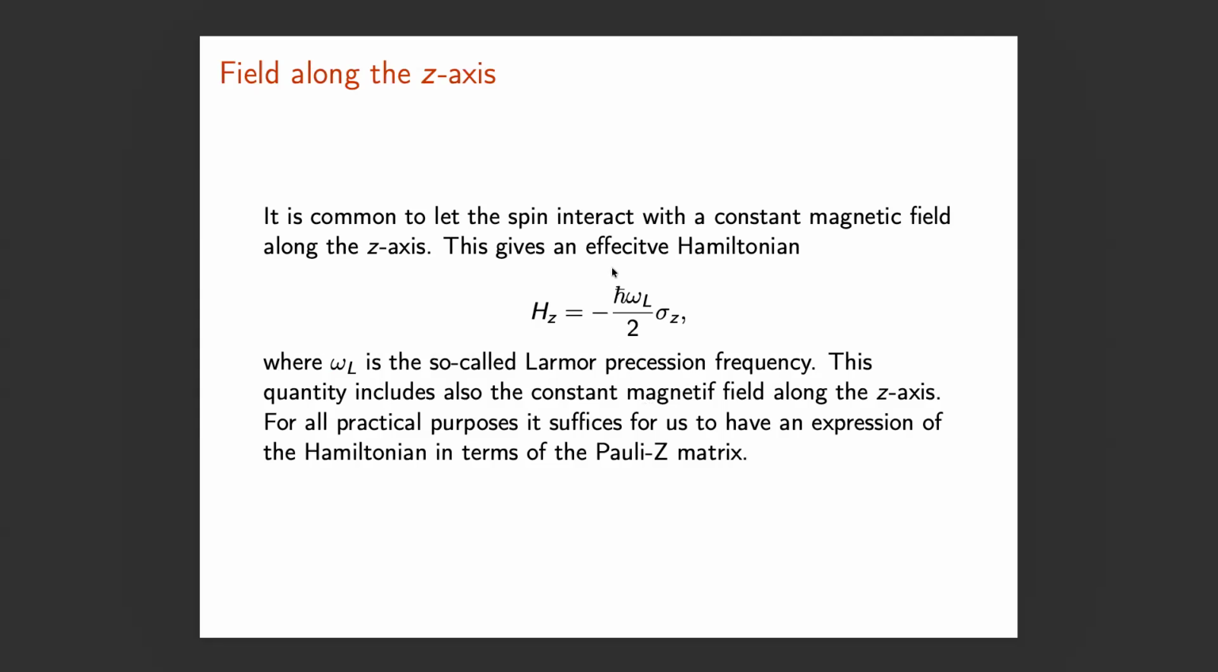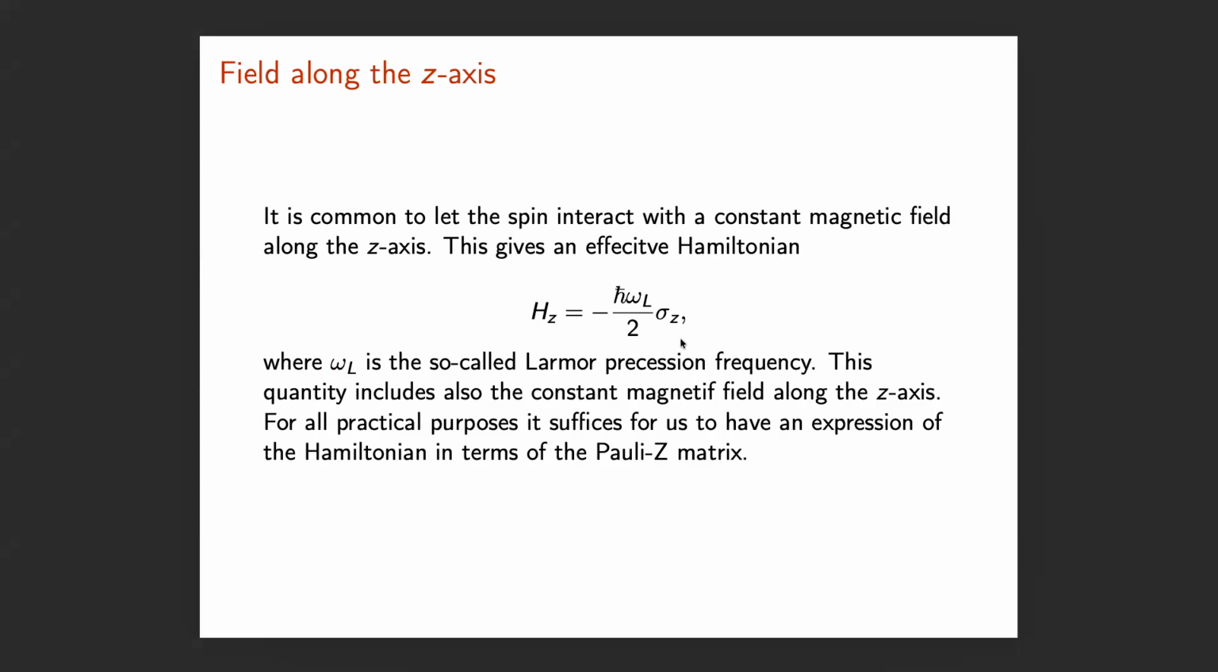And then it's common to let the spin interact with a constant magnetic field along the z-axis. And that gives us an effective Hamiltonian which simply contains omega_L, which is called the Larmor precession frequency. And then you have a Pauli Z matrix, the Pauli Z.